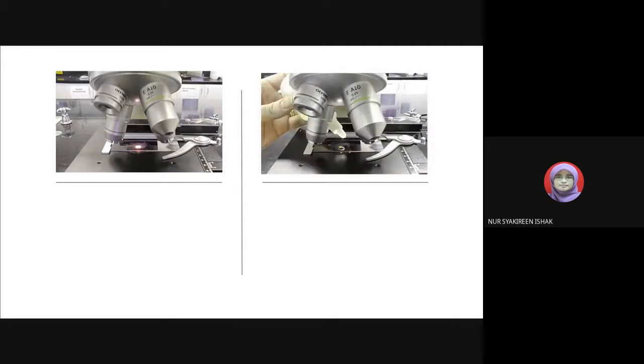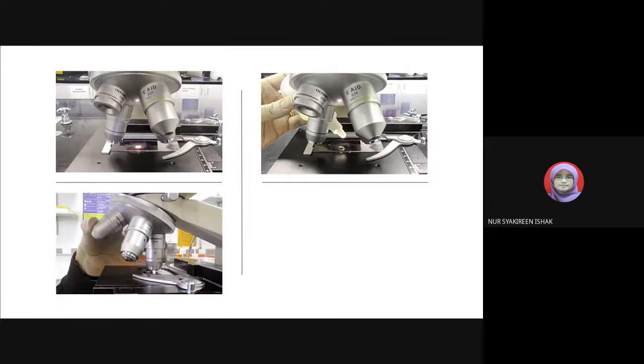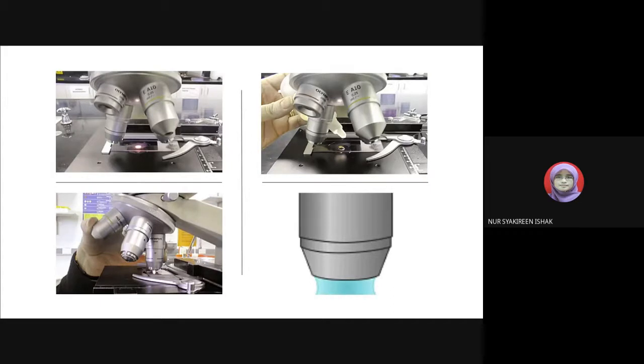Next, you need to place a drop of oil in the middle of the slide or on the cover slip. Carefully turn the objective lens until the 100 times magnification lens contacts the oil and snaps into position. You can adjust sharpness and clarity using the fine focus knob. After the observation, remember to wipe off the immersion oil and clean the objective lens with lens tissue.